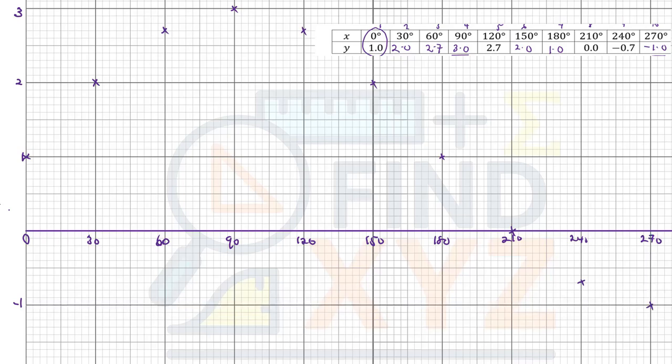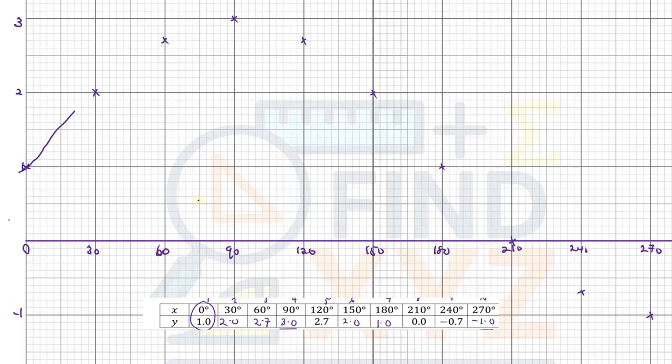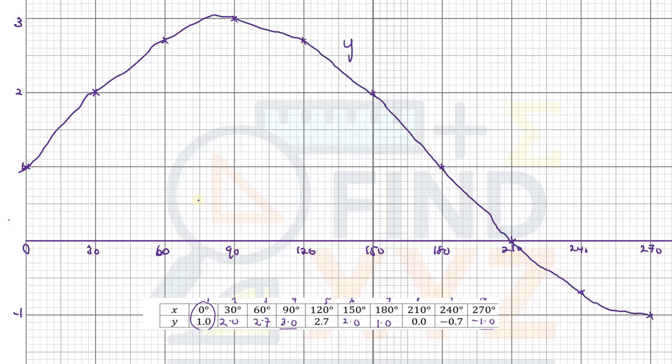Now let's connect these points. Please do not use a straight edge to connect them. Just use your free hand. So let's connect them. This is our curve for y is equal to 2 sine x plus 1. And we use a scale of 2 centimeters is to 30 degrees on the x-axis, and then 2 centimeters is to 1 unit on the y-axis. This is the first part of the problem. We have been able to sketch our curve.